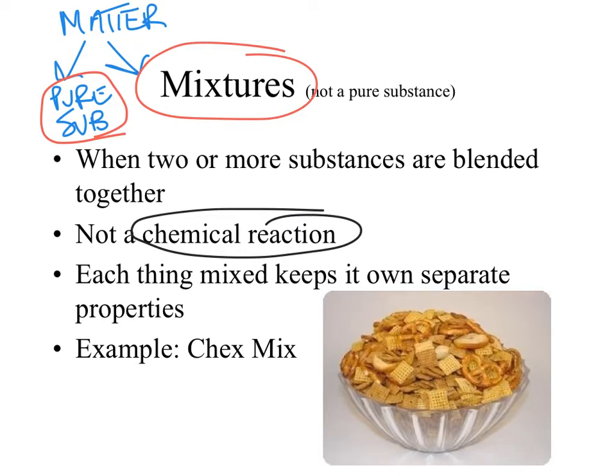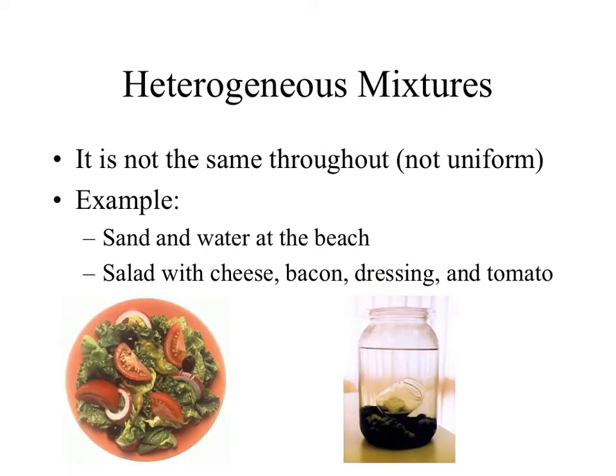All right? So if we mix anything up, it's going to keep its own separate properties. So in the example of Chex Mix, if I mix together Chex and pretzels and garlic rounds and all that, even though they're mixed together, they still keep their own specific properties. So the pretzel still tastes like pretzel, the garlic rounds still taste like garlic rounds, etc. So if you recall maybe from back in junior high, elementary school, there are two types of mixtures.